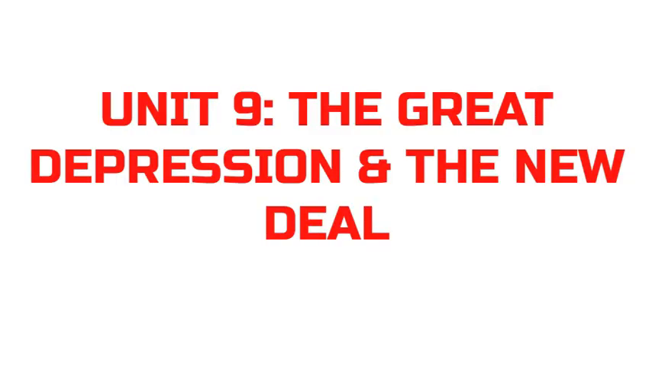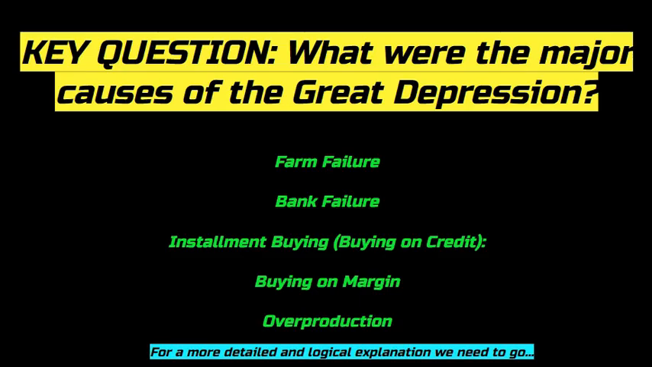Unit 9, the Great Depression and the New Deal. What were the major causes of the Great Depression? Farm failure, bank failure, installment buying, buying on credit, buying on margin, overproduction.